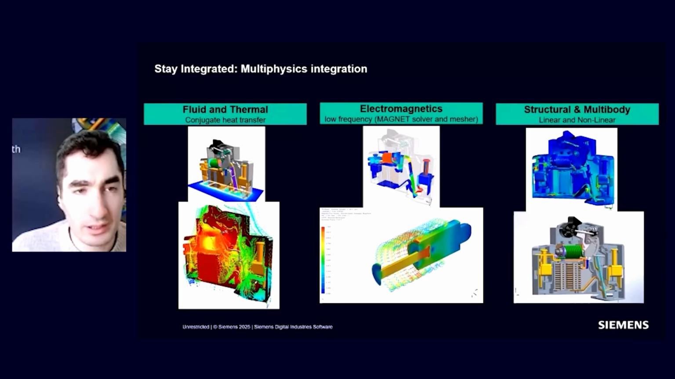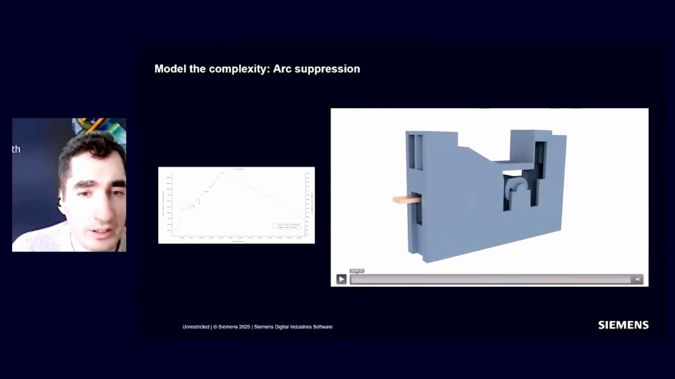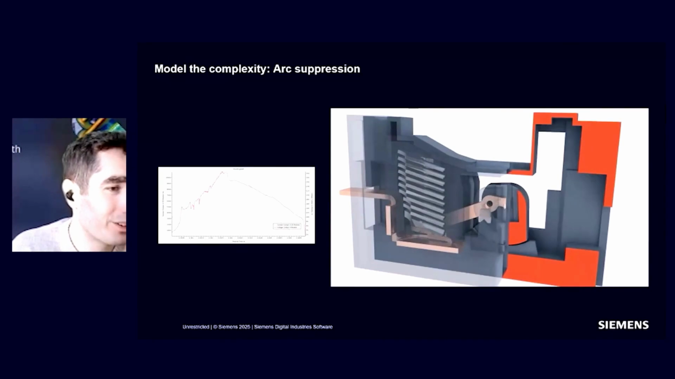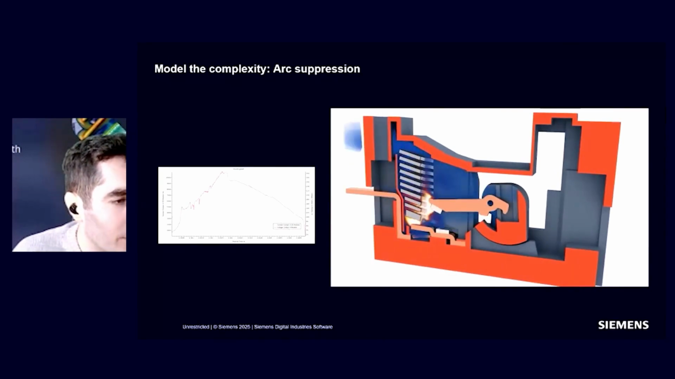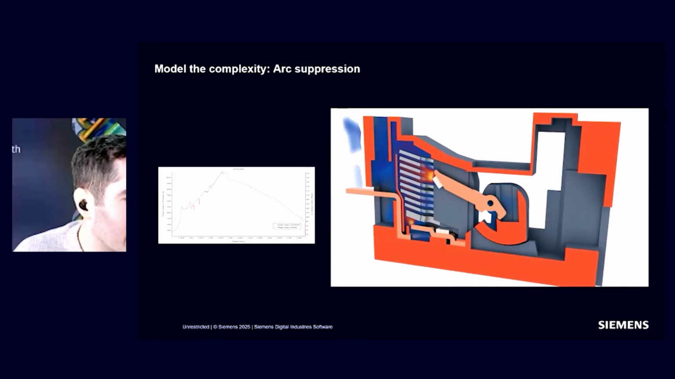Then let's move on to model the complexity. As we mentioned earlier, we have the arc discharge, which is considered the final monster, so one of the most complicated physical phenomena appearing in our circuit breaker devices. As we can see here, the mobile contact is opening and the arc has been created and directed into the splitter box.